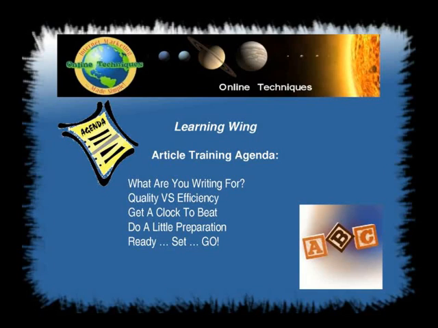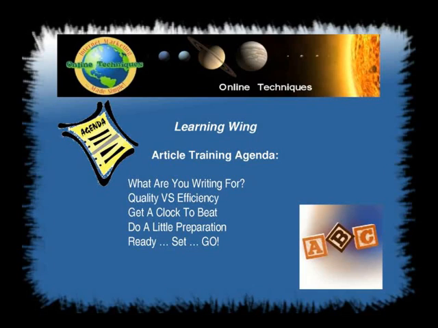Then we're going to get you a clock to beat, all right? This is all about time. If you're not turning out articles quickly and easily, then you shouldn't be doing it as a traffic generation strategy. It's one of the most powerful strategies you can use to get traffic to your website. But so many people use it in an inefficient way that it takes too much time for the traffic that you need to generate. You need to get a clock to beat. You need to get going and churn out that content. And then we're going to do a little preparation, and then we're going to talk you right through this method.